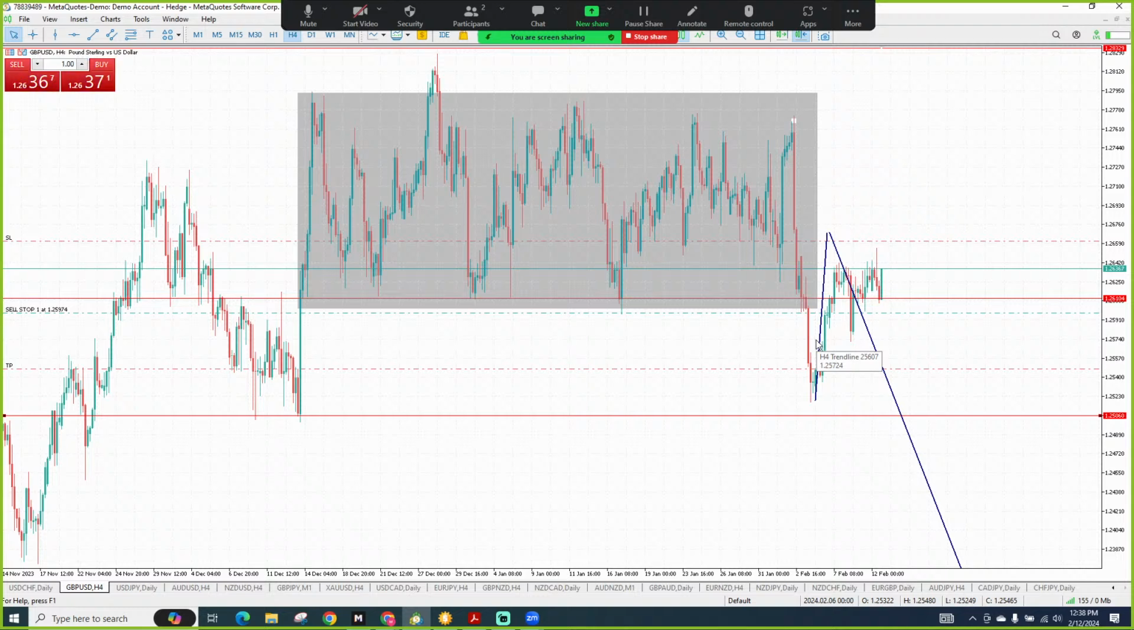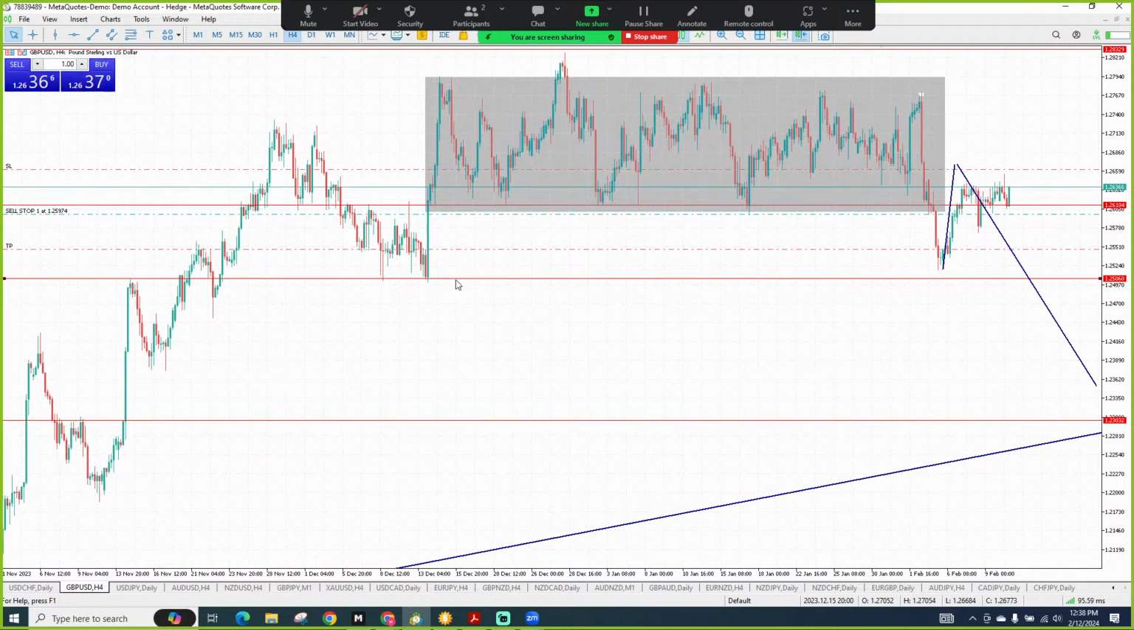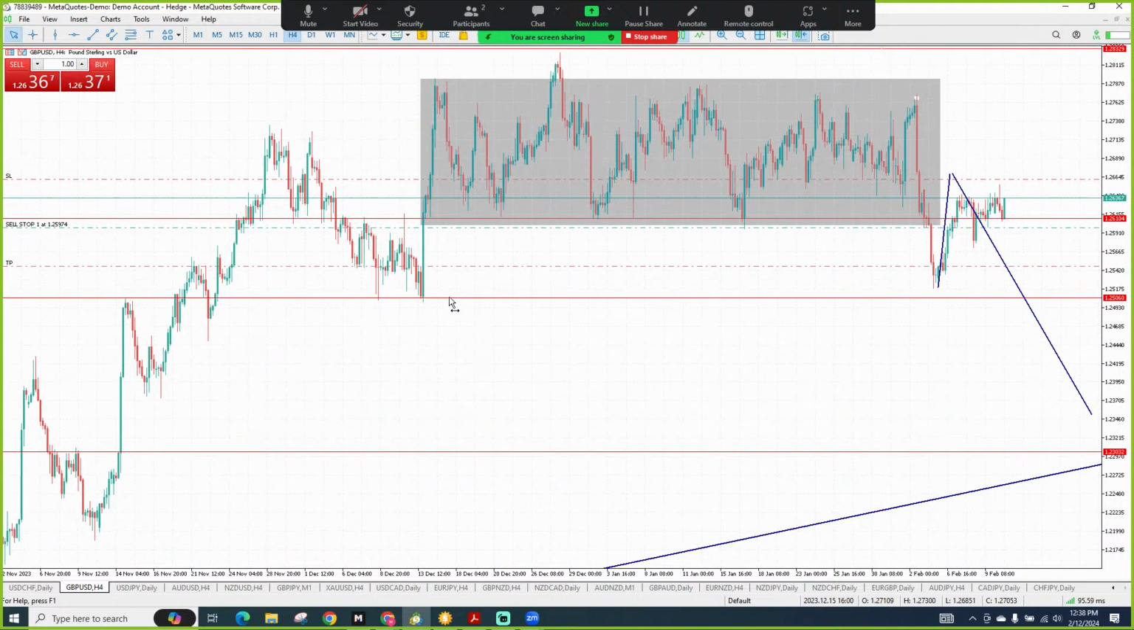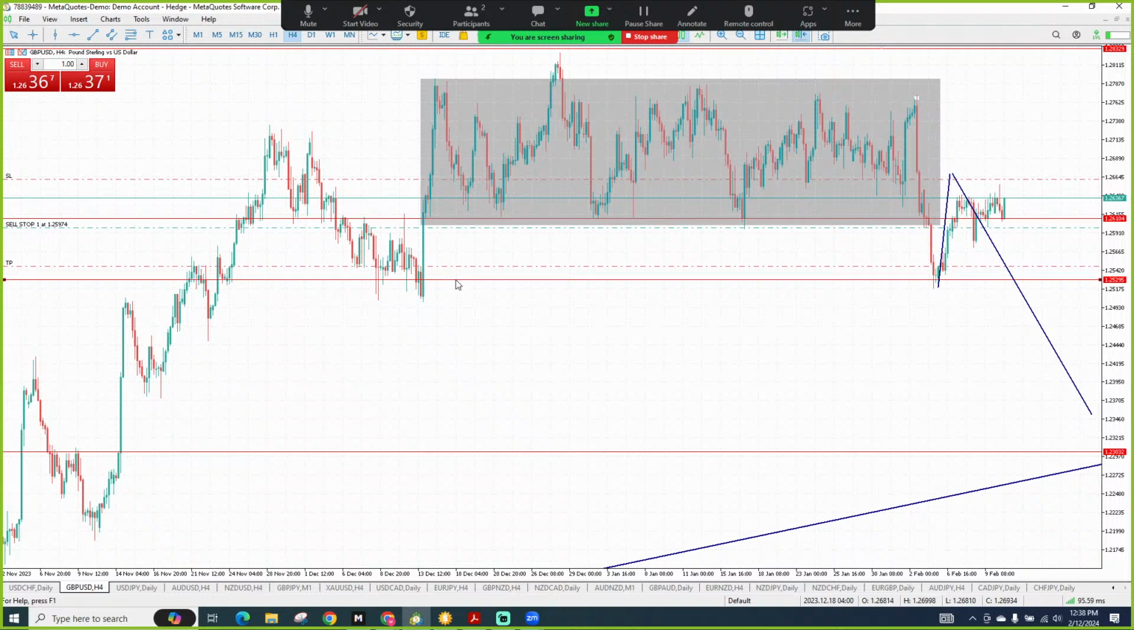So now, what is the secret? The secret is that when you look at a key level like this, always put your take profit a few pips above that level. If it's a sell market, put your TP a few pips above that level.